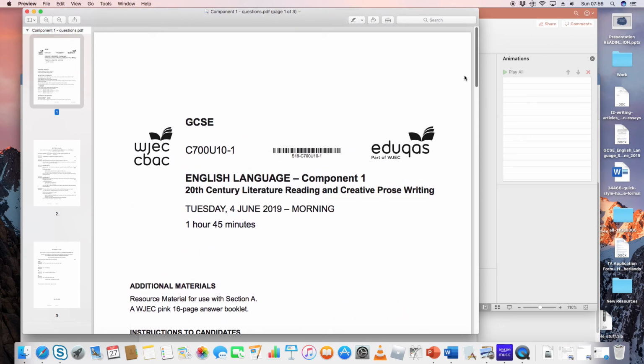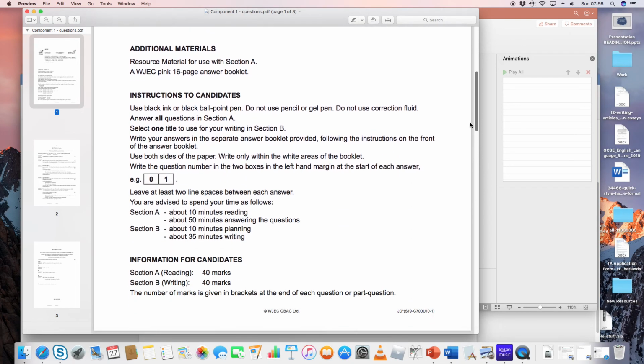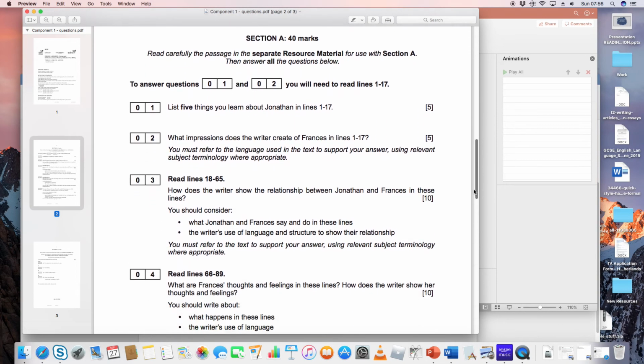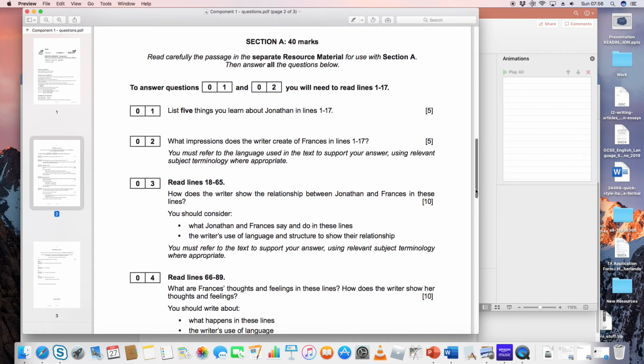Okay, so this is the text. This is one from last summer. Okay, so you've got the questions here. Okay, so just a couple of things to point out about how the question works. It will specify which lines you need to read. Like I said, that's really important. Really important to know which part of the text you're reading. So make sure you read those instructions in bold. So here we're told lines 1 to 17 for questions 1 and 2.